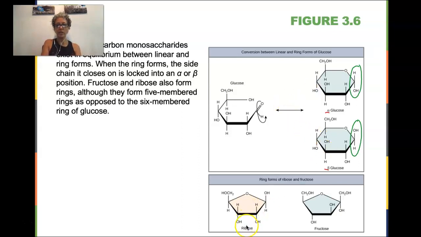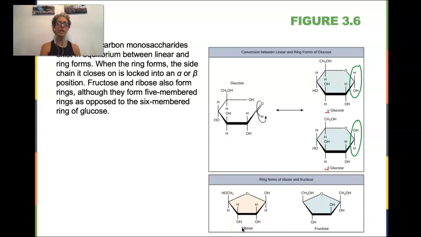So ribose is a 5 carbon sugar, but fructose is a 6 carbon sugar, but its 6th carbon is also sticking up out of the ring. So ribose, each vertex in the ring is a carbon. We have 1, 2, 3, 4, and the 5th carbon sticks out of the ring. Fructose is a 6 carbon molecule, and we have 1, 2, 3, 4 carbons in the ring, but we have 2 carbons out of the ring for a total of 6.